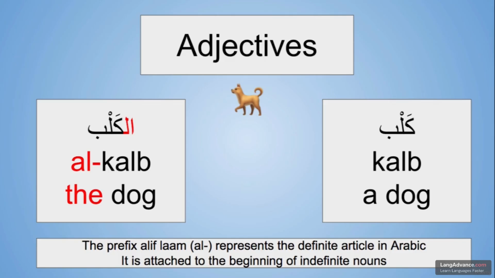As we've discussed yesterday, we know that Arabic has definite articles. So when you have a word like a dog, it is kalb, and when you add the definite article to it, it becomes al-kalb, the dog. And this will be important while we're discussing adjectives.